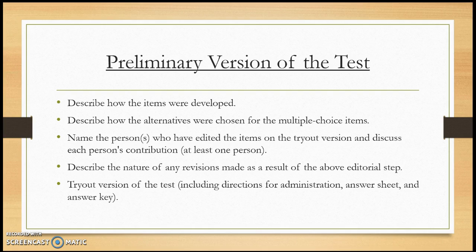Describe the nature of any revisions that were made from this step, and then try out a version of the test. I repeat, listen to this information. Do not give this test to anybody under the age of 18. If you do, you are going to have to go before the IRB board, and you are going to need parent permission to do that.